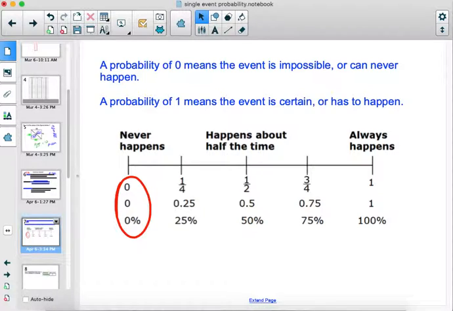Impossible. Ethan, give me one. Rolling a 0. I could do this a million times. Am I ever going to get a 0? No. Rolling a 7, because are there any 7s on this? No. That would be an example of 0%.